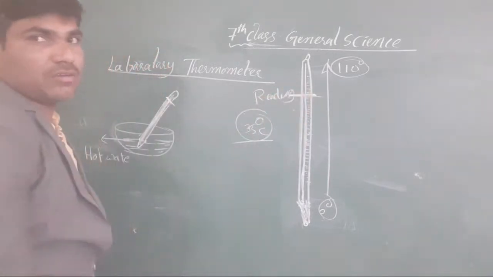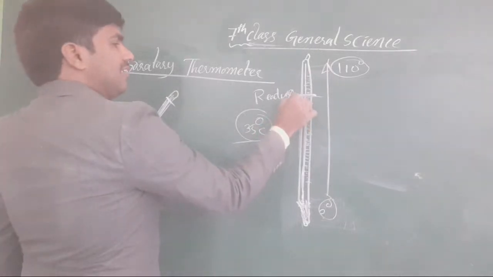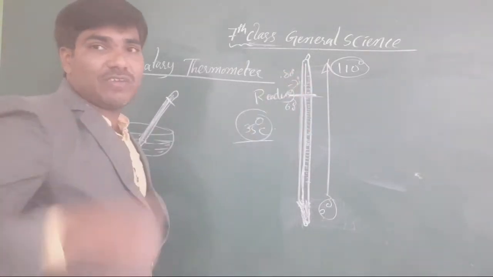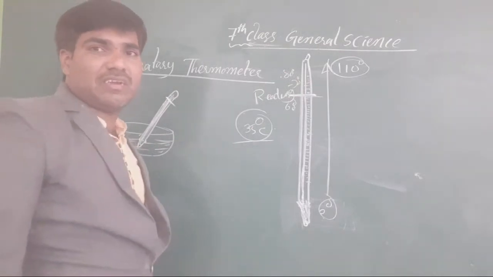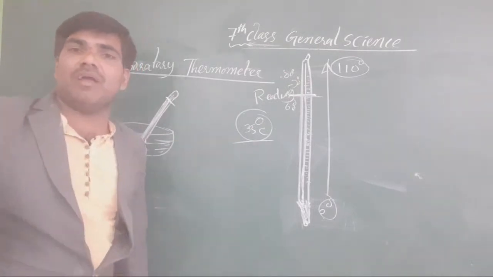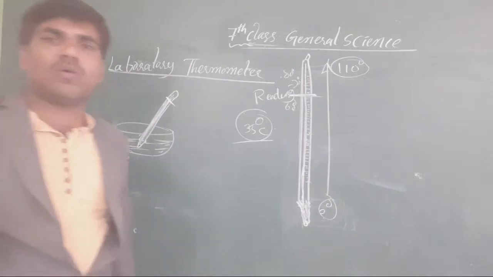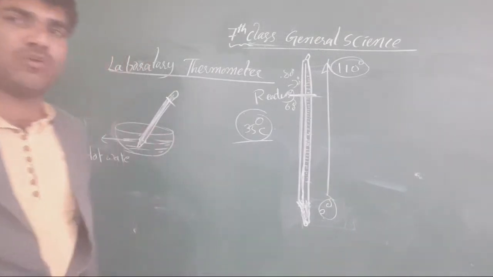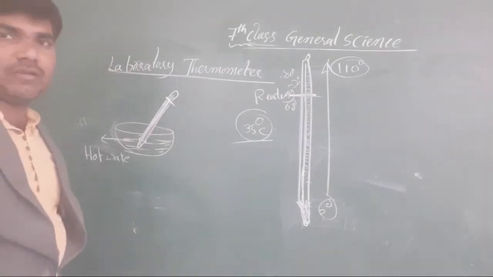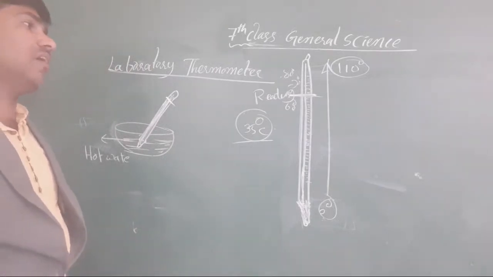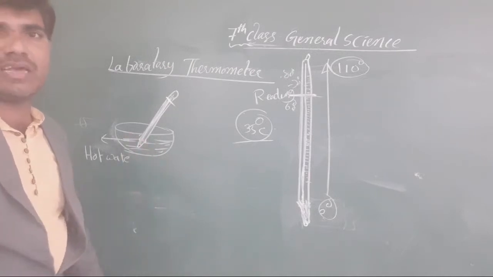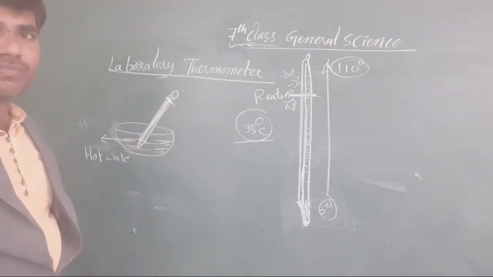The hot water may be 60, 70, 80, 90 degrees. When the water reaches 100 degrees centigrade, the mercury may not rise further. In this way we conclude about temperature measurement using the laboratory thermometer. It is used in a laboratory, and a laboratory thermometer works like that. Got it or not?